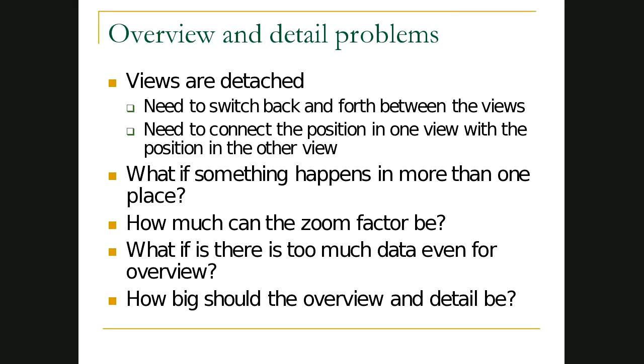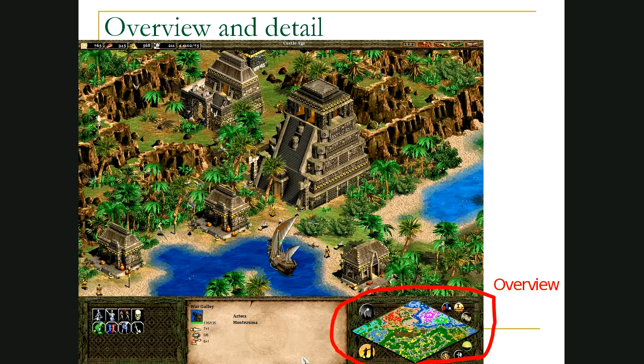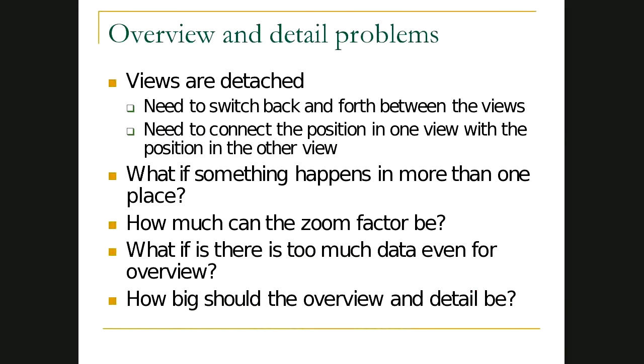So that's the need to connect the position. What if something happens in more than one place? What if I'm fighting two battles at the same time, or they attack me from two different positions? This is going to be a pain because I need to switch back and forth. And the whole idea of visualization is to help me not remember stuff in my head and hopefully have it in the visualization. How much the zoom factor can be clear in a second. What if there is too much data for the overview, and that's where I have that information mural. And then if you want some best practices about overview and detail and how to use them.